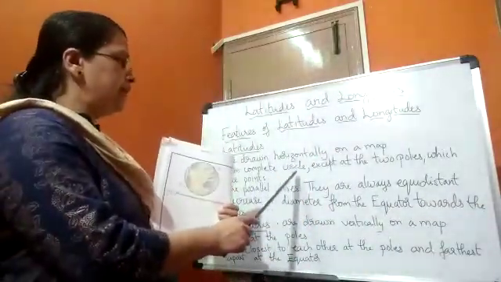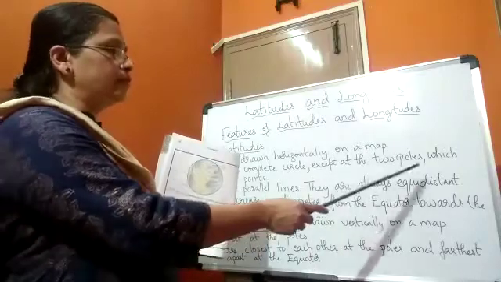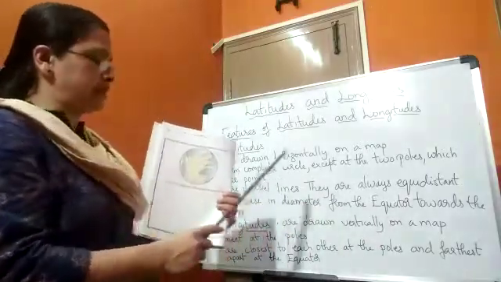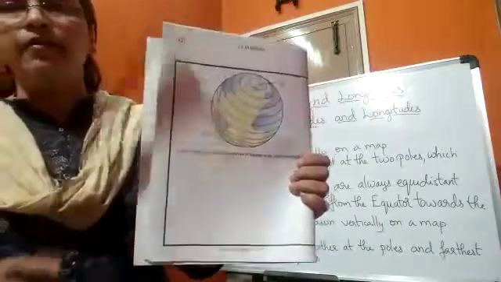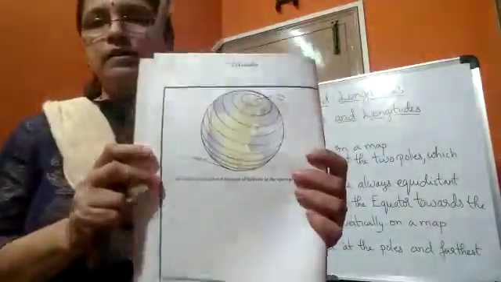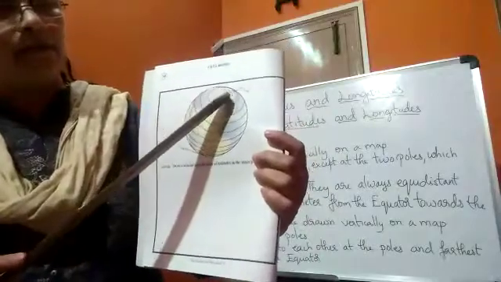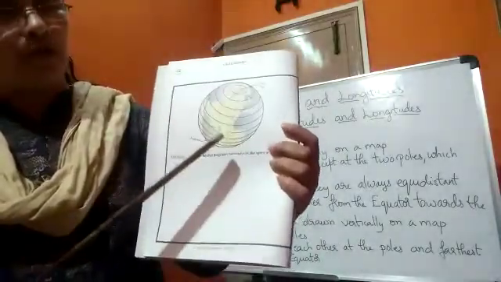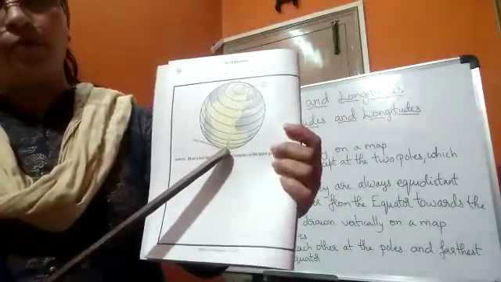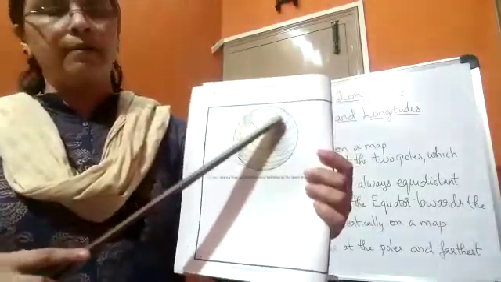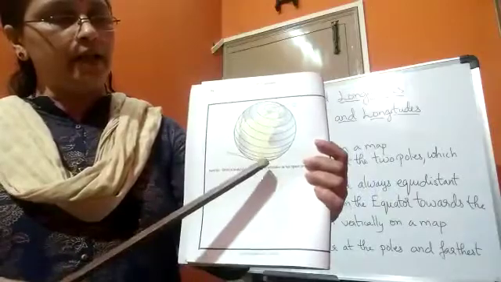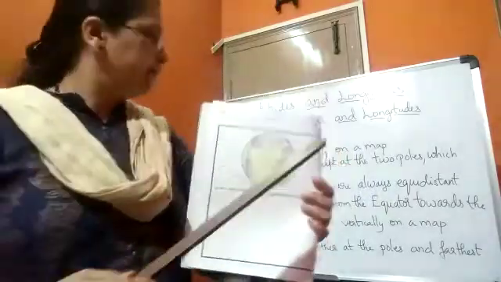Latitudes form complete circles except at the two poles, which are points. It forms a complete circle, children, except at the point. This is the North Pole and this is the South Pole point. So it is not making a complete circle at the point.